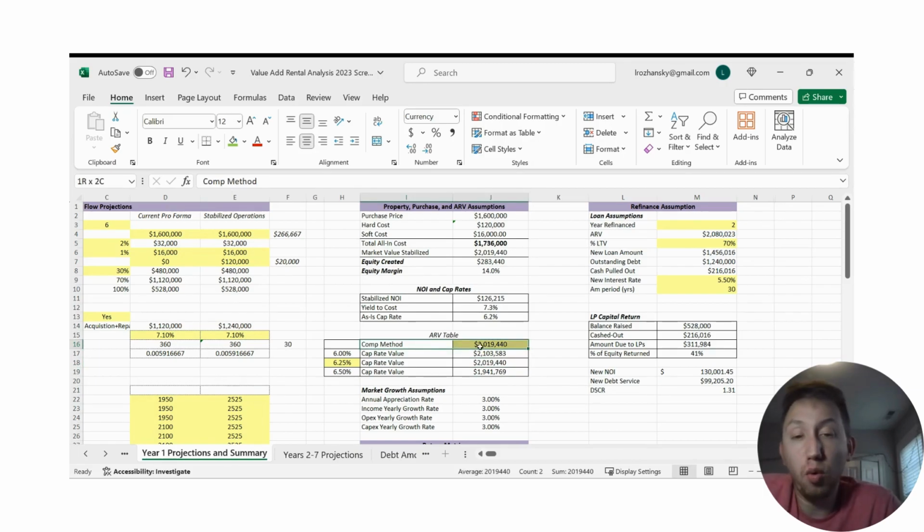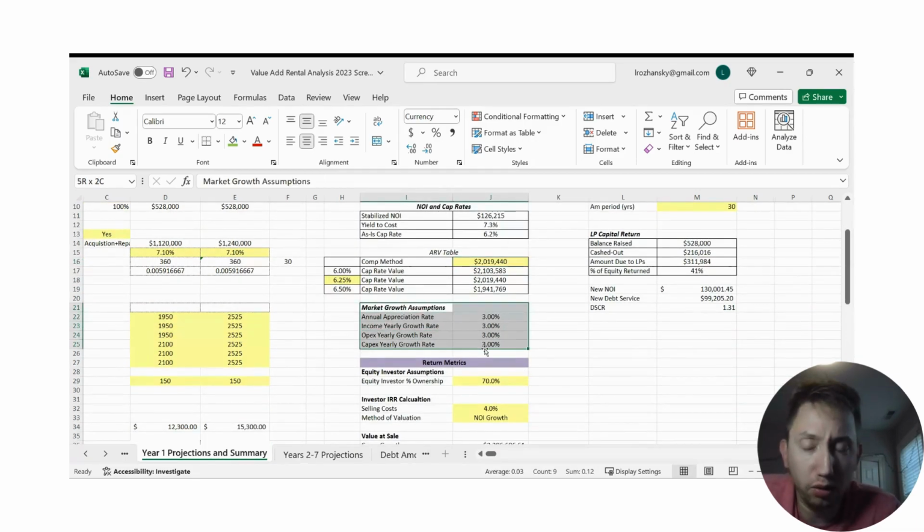And if we wanted to do a comp method instead of a cap rate based valuation, where we just did comps, we can do that here and input whatever number we want. In this case, I have it equal to the cap rate value because it's a 6-unit building and I don't really care about the comps. But let's say I was dealing with a 3-unit building, I could always input a different value here, change that up, and see if it's different than the cap rate value.